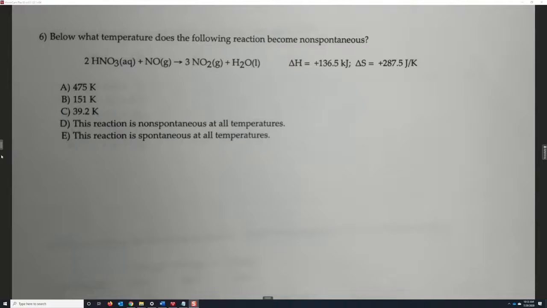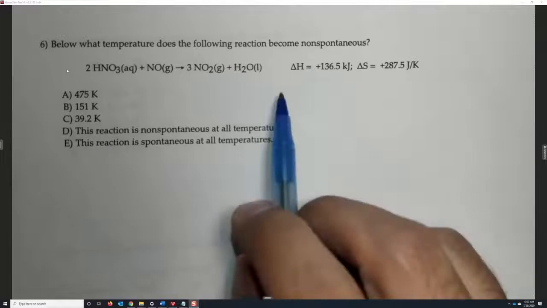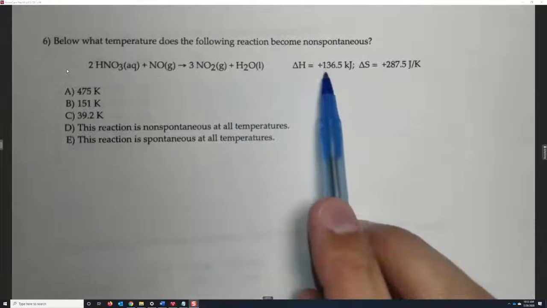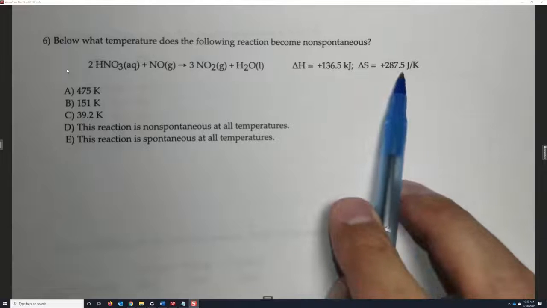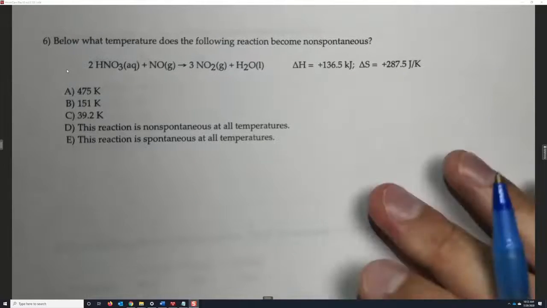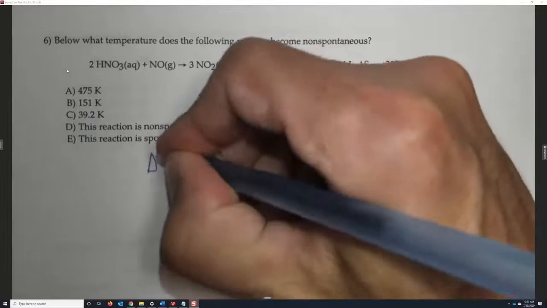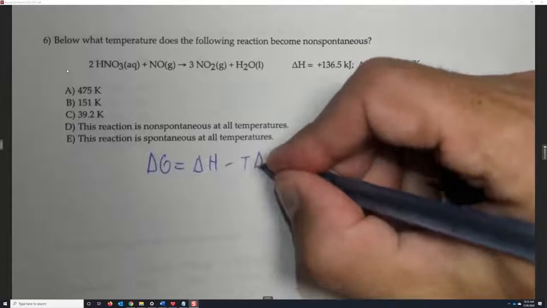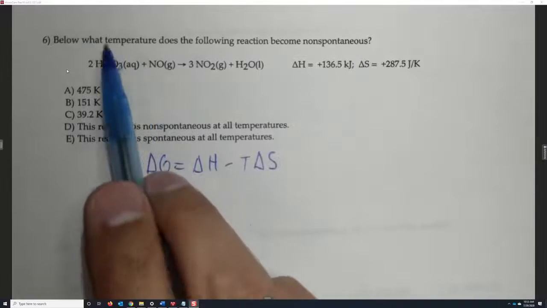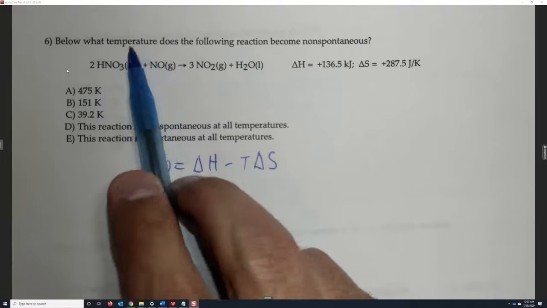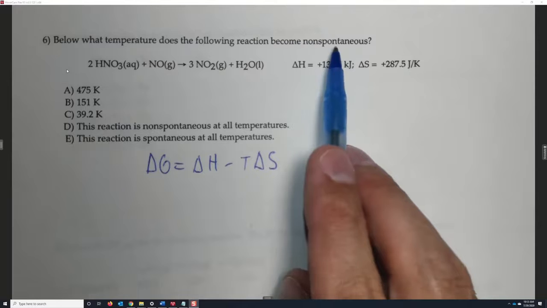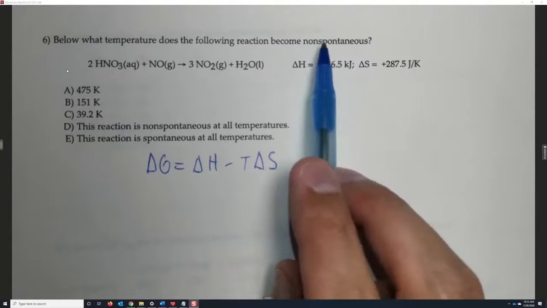Question number 6 says, below what temperature does the reaction become non-spontaneous? We're given the reaction, the value of delta H, and the value of delta S. What we need to remember is that delta G equals delta H minus T delta S. In this particular question, it's asking us for temperature, so T is the variable. But we need to know when it becomes non-spontaneous. So how are we going to figure that out?